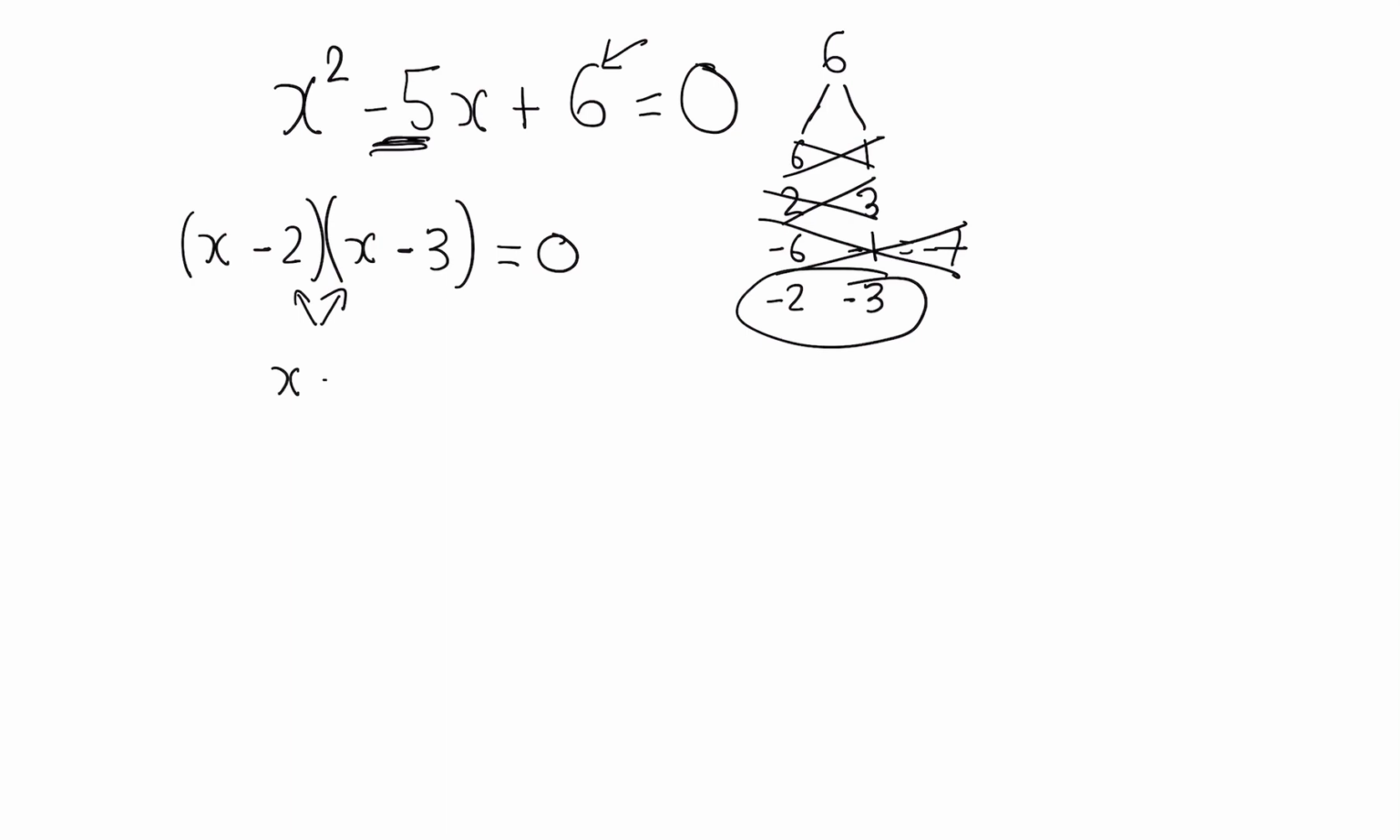So first we set our first bracket equal to 0. If we add 2 to both sides, we're going to get x is equal to 2. And our second bracket, we set that also equal to 0. Adding 3 to both sides, we get x is equal to 3. And those are our solutions for this.